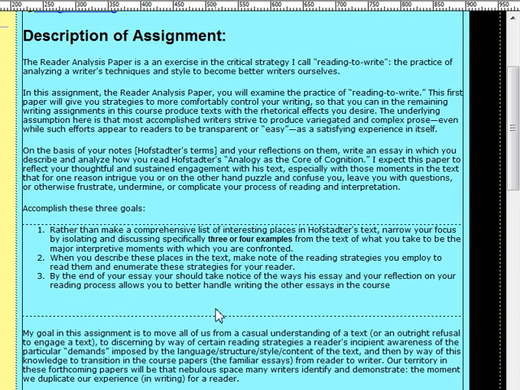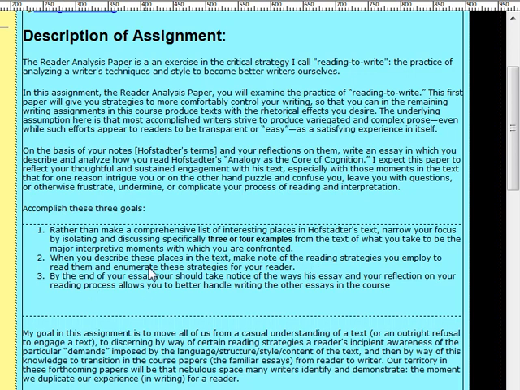For this assignment, then, you will want to provide a reader's point of view, and will accomplish this in these three goals. Rather than make a comprehensive list of interesting places in Hofstadter's text, narrow your focus by isolating and discussing specifically 3 or 4 examples from the text of what you take to be the major interpretive moments with which you are confronted. You are going to quote his text, tell us the story of your reading. You're going to do a sort of voiceover as you read him, telling us what you're doing when you read. And you are going to do this by talking about particular writing strategies like outlining, writing in the margins, underlining, etc.